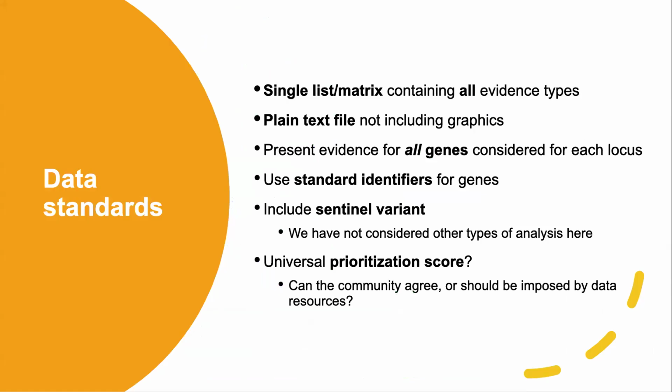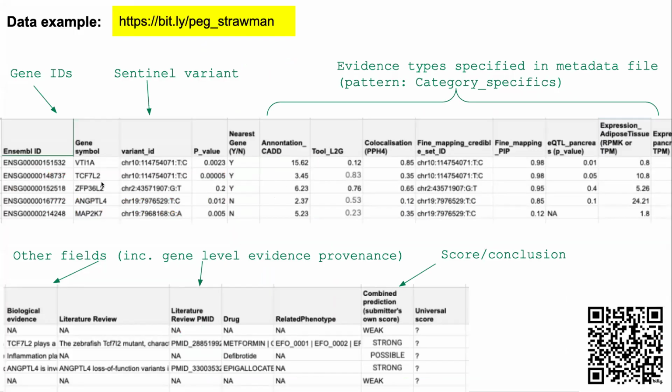For the actual data file, again, it's easier to look at the actual data. We would have a standard identifier for the gene, some way of identifying the GWAS locus, for example the sentinel variant, and then the evidence types, which would refer to the metadata file, following the pattern of the category that's specified in the metadata file, and the specifics. So that's how the headers are structured, and then the actual data. And then there are other fields available, including ones that would provide gene level evidence, because the metadata file will be global, it'll apply to the whole data file, as well as a place for the score or the conclusion. So that's the straw man that we presented.